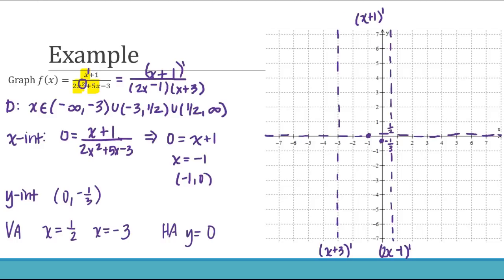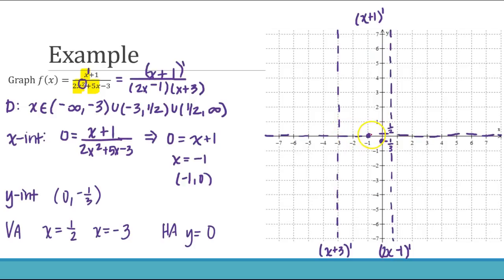So when I'm trying to construct the rest of my graph, I have options. So let's remember the domain. This graph has to exist everywhere except negative 3 and 1/2, right? So it's got to exist on this side, in the middle here somewhere, and on the right here somewhere. So there's going to be 3 pieces to my graph. So I can think about these vertical asymptotes as breaking me up into pieces.